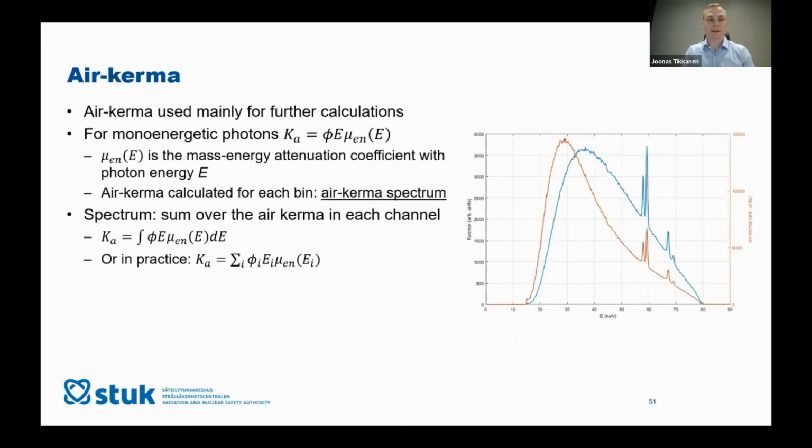We can calculate air kerma using these mass energy attenuation coefficients. The idea is that for monoenergetic photons, we can use this equation on the second line. And when we look at the spectrum, we can think of each bin of the spectrum as monoenergetic photons and apply this equation to every bin. Then from there, we can get the air kerma by summing over the whole spectrum. And you can actually talk about an air kerma spectrum when you apply this equation to each bin of the spectrum.